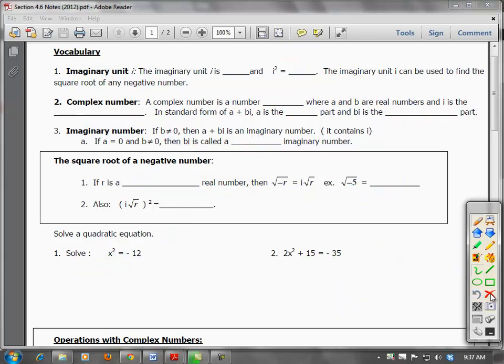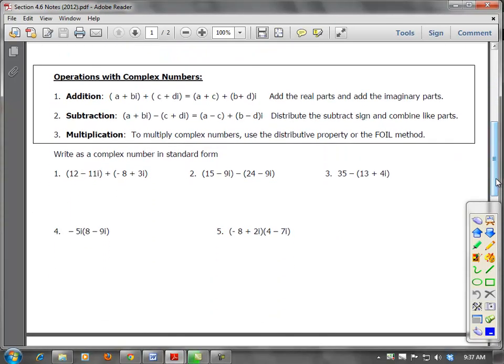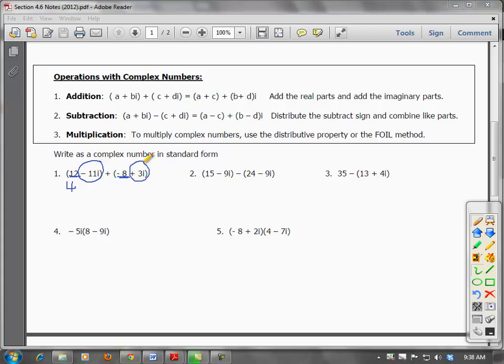So let's give you a couple of other operations. We're going to treat i in this next section as if it were a variable. And what we're going to do is add like terms, subtract like terms, multiply with FOIL, things like that. So here's what I'm going to do. I'm going to add like terms here. I have a 12 and a negative 8. And 12 plus negative 8 is 4. I have a negative 11i and a positive 3i, which ends up being a negative 8i, and that's my answer. So when you're adding like terms, you're treating i as if it were an x.